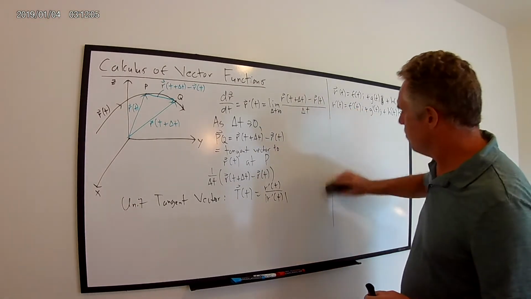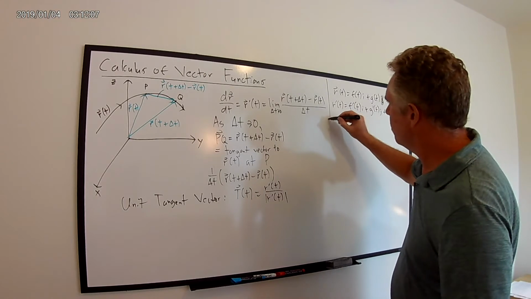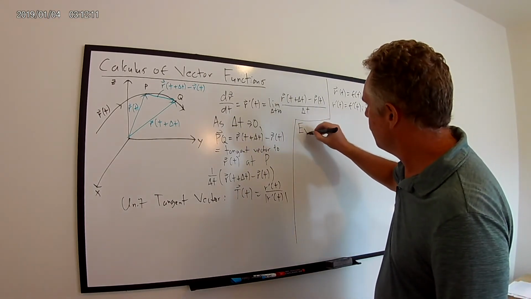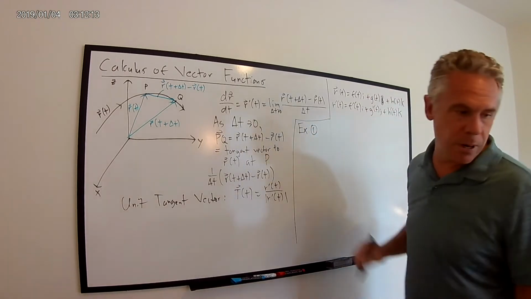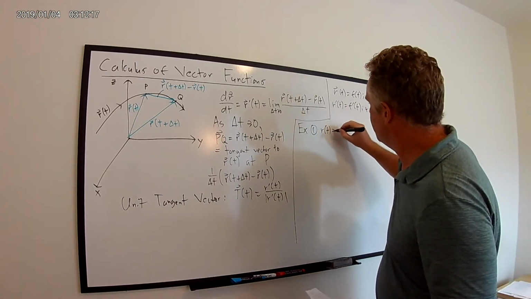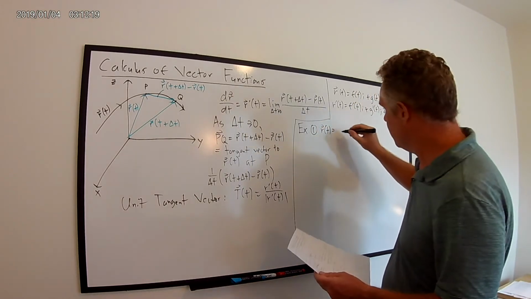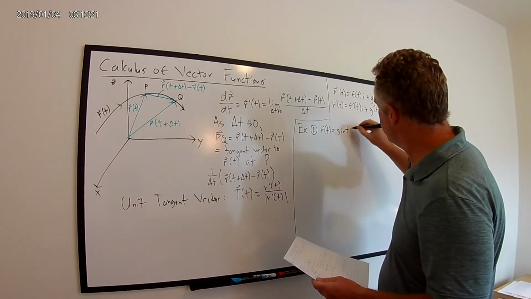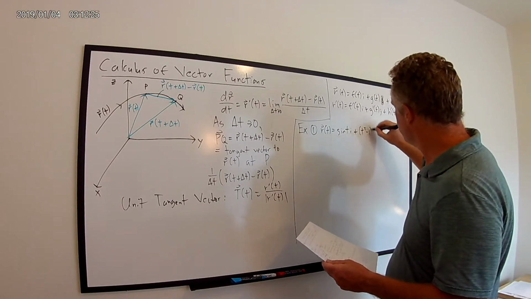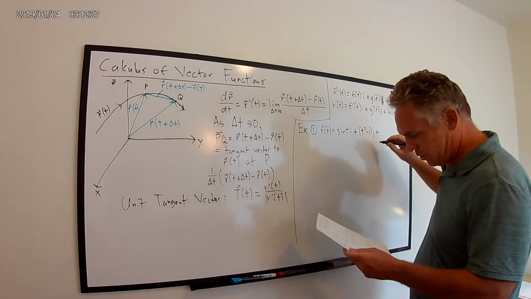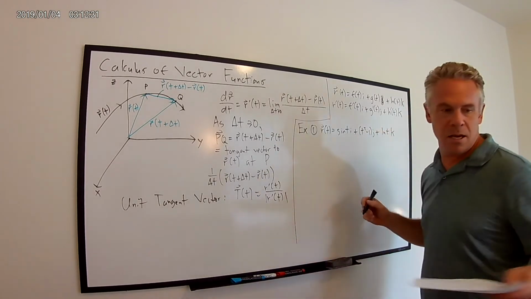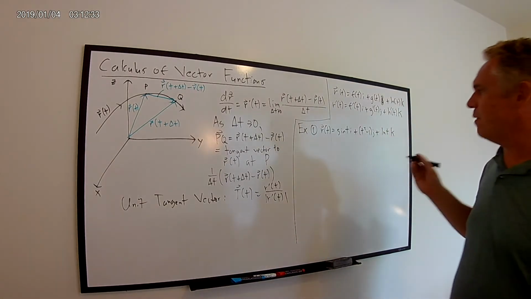Let me just migrate this example problem over a little bit because I know it's easier to see on this side of the board. So here's an example problem. Let's say you guys are given the vector function r of t equals sine of t i plus t squared minus 1 j plus natural log of t k. Okay, how do we find the derivative of the vector function here?